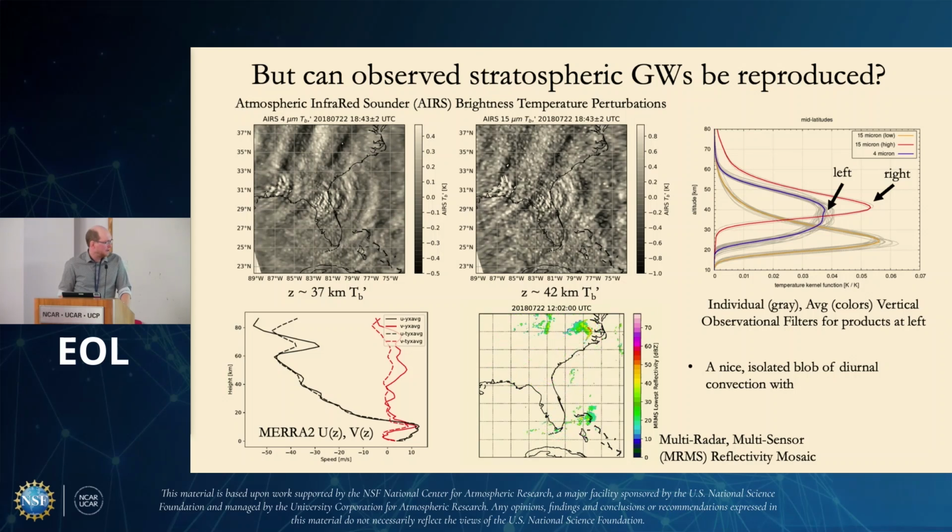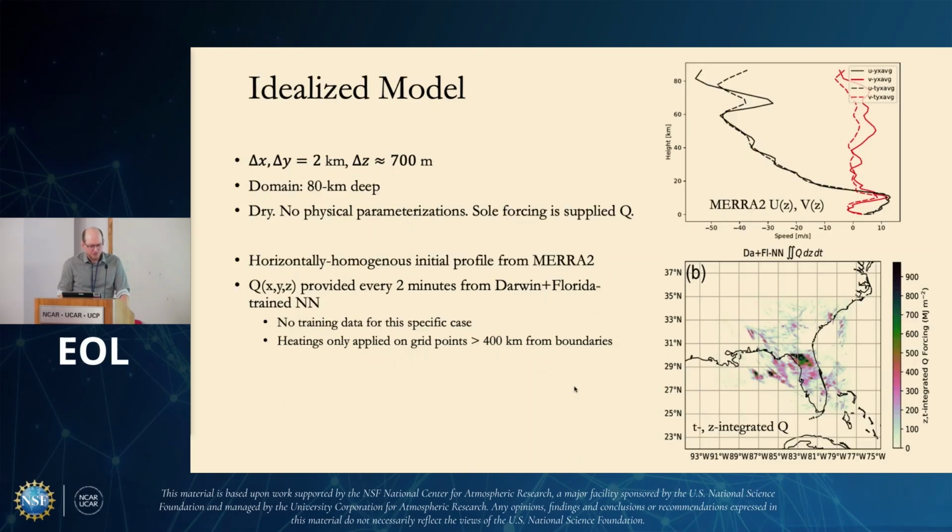So it's looking like these are in fact convection-generated gravity waves. So we went ahead and took these radar data, took the Darwin and Florida trained neural network and predicted diabatic heating and put it into a model. So in terms of the model, it was very idealized. 2 kilometer resolution in the horizontal, 700 meter in the vertical. It was deep to 80 kilometers again, so we can compare with these AIRS observations.